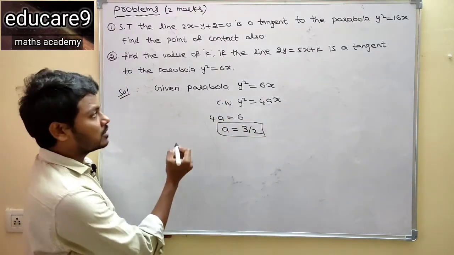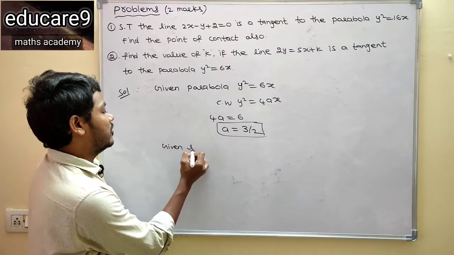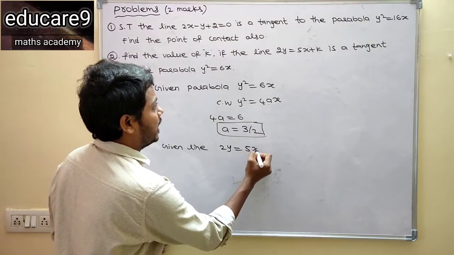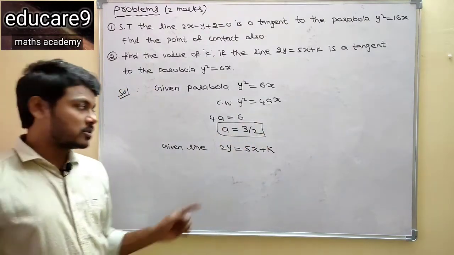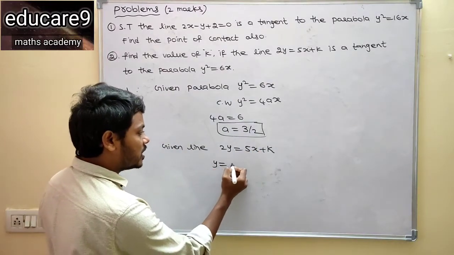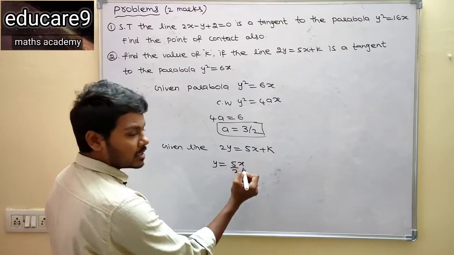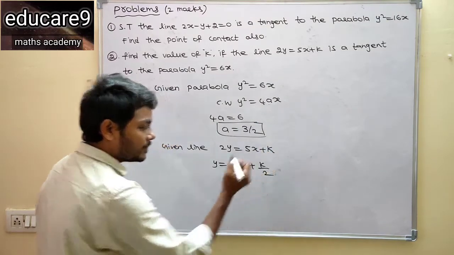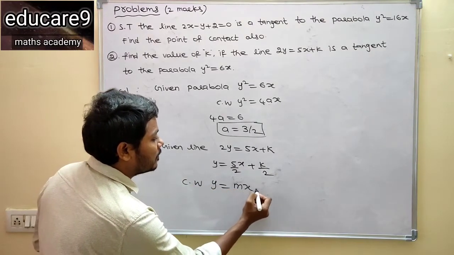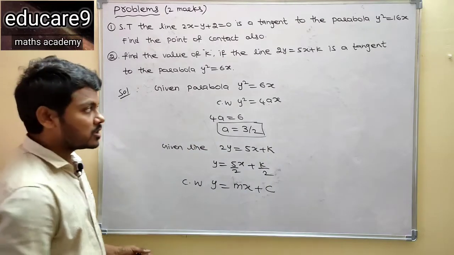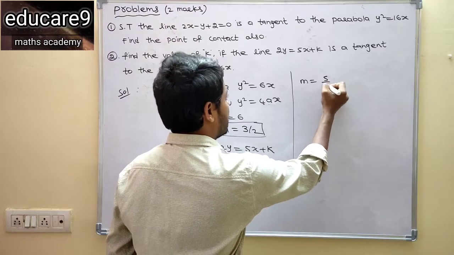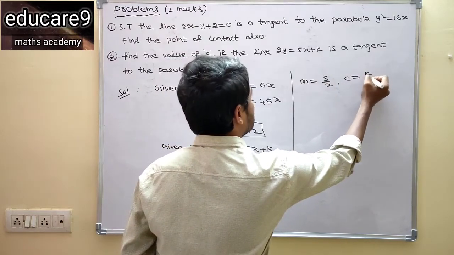And what is the given line? See here, the given line is 2y is equal to 5x plus k. So change it into y is equal to mx plus c. Divide by 2, you will get y is equal to 5 by 2 x plus k by 2. Now compare the given equation with y is equal to mx plus c. So what is the value of m? m is equal to 5 by 2 and c is equal to k by 2.